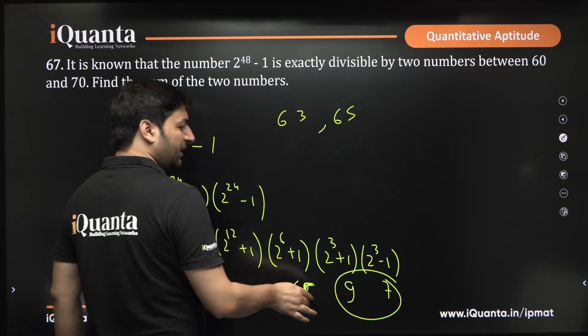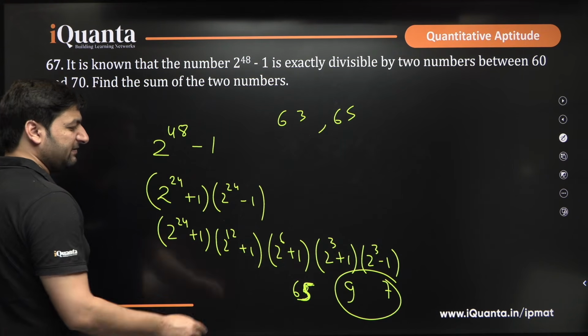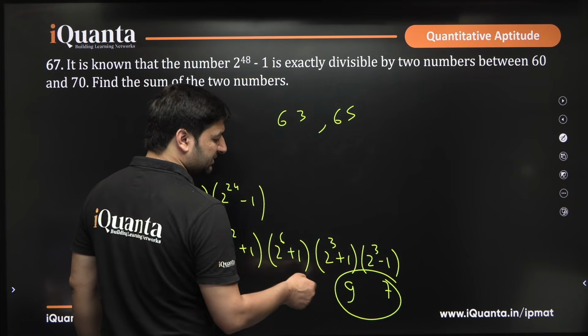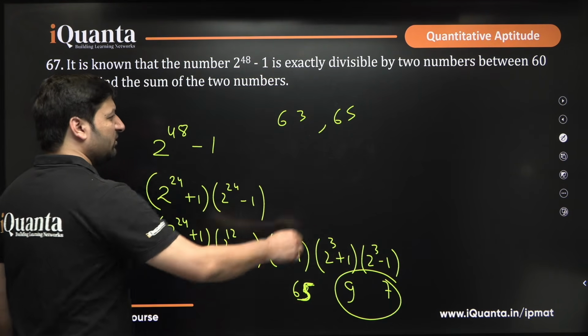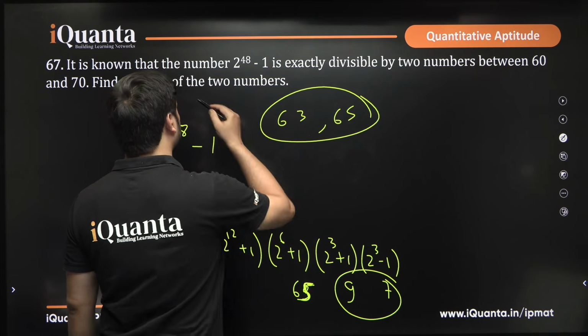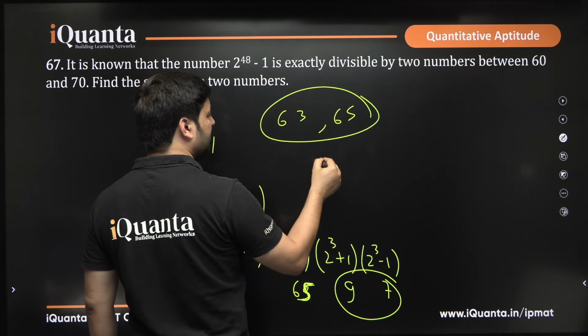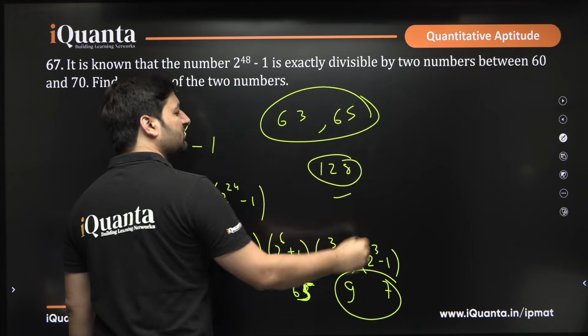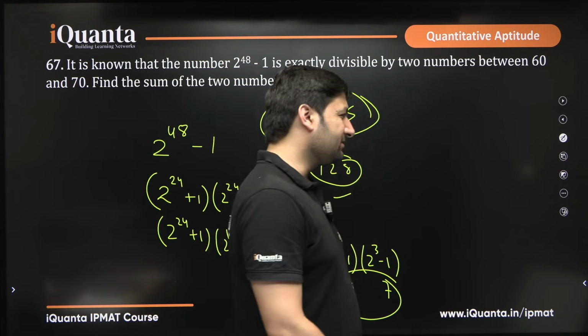Can you generate any other 2-digit numbers between 60 70? No. 65 into 9 is greater, 65 into 7 is greater. You cannot do that. Only these are two numbers between 60 70 which are dividing this. So, their sum will be 63 plus 65, which is 128. That is your answer. Okay. I hope this is clear. This is also an easy question.